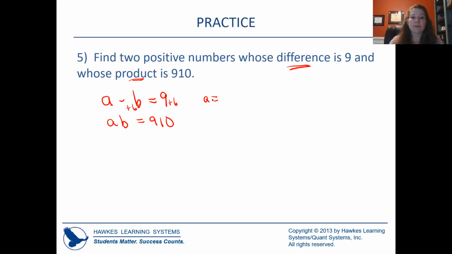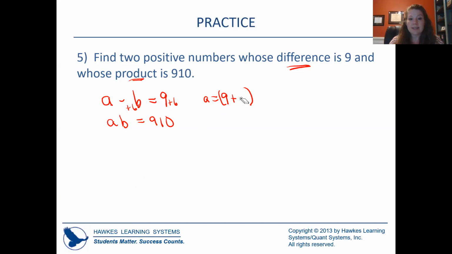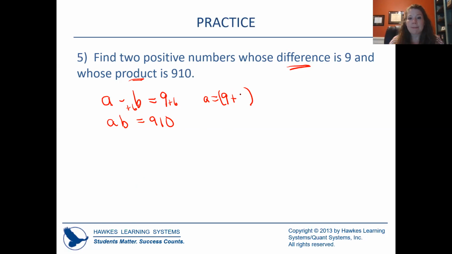So A is equal to 9 plus B. So this is the value for A. So I'm going to plug in 9 plus, no, not 6, 9 plus B, excuse me. Can I erase just this? Oh, I can, look at that. I'm learning, you guys, I'm learning. All right, 9 plus B, not 6.